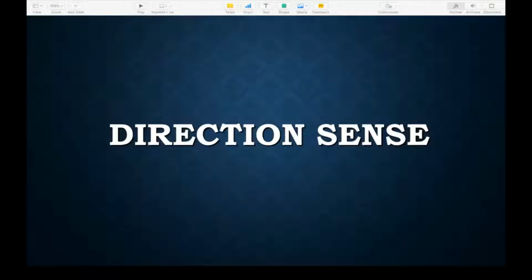Direction sense, I believe, is one of the easiest topics of logical reasoning. In fact, whenever you are given a paper of logical reasoning, you can always try to solve the questions of direction sense first, and then proceed with the other questions. Clear? This will help you.